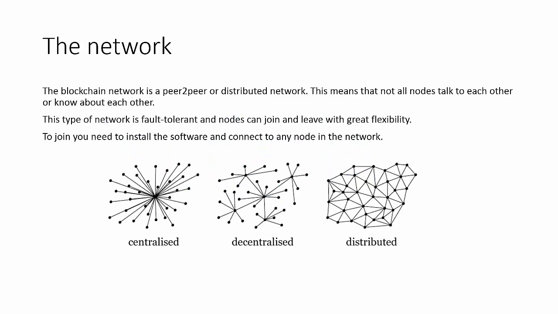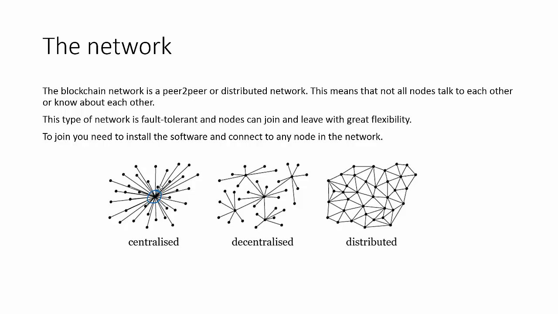The network used in blockchain technology is the distributed network. This is fault tolerant and enables free joining and leaving of nodes. Shown here are some typical topologies of networks. In the centralized network, there is one special node. If that node fails, the network cannot communicate.